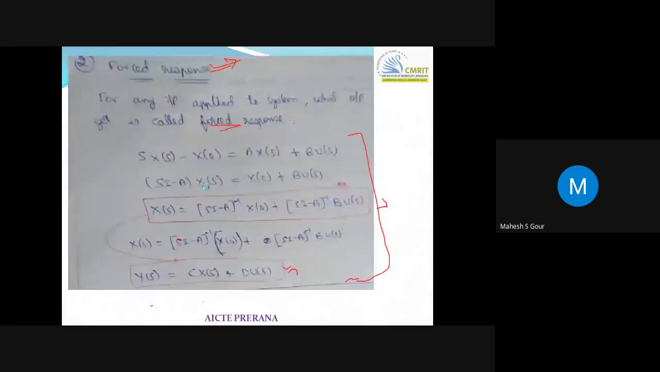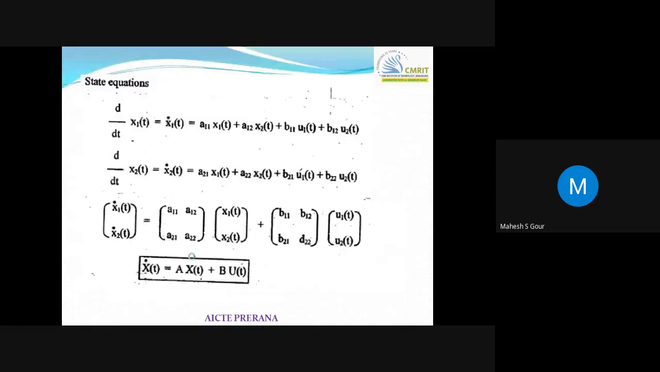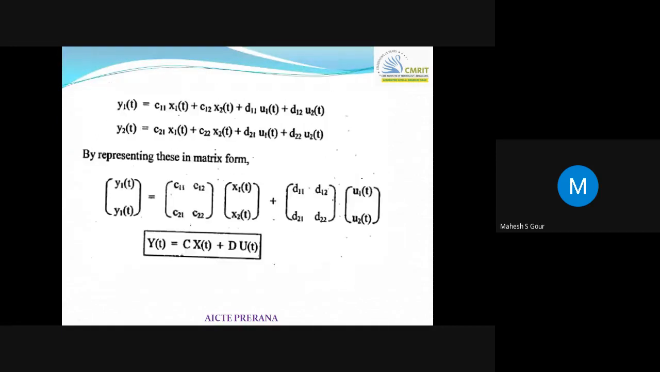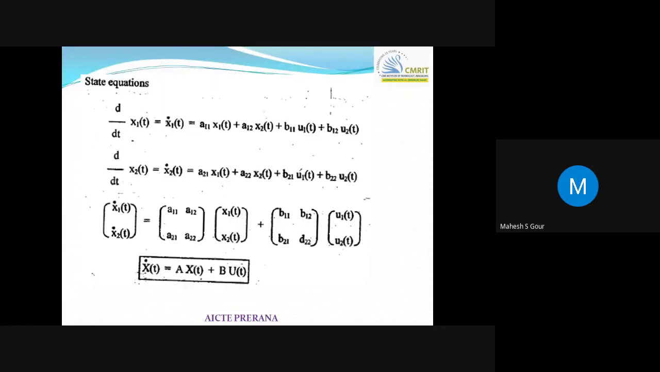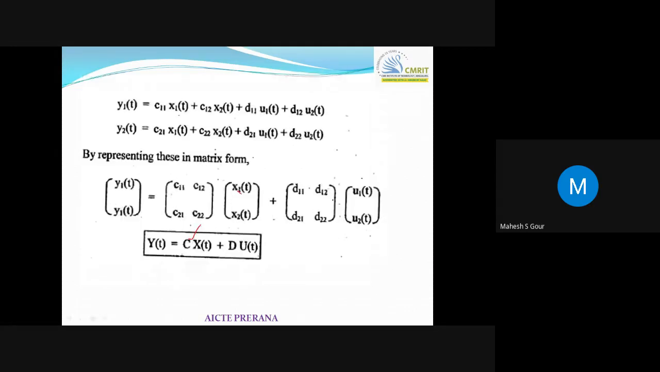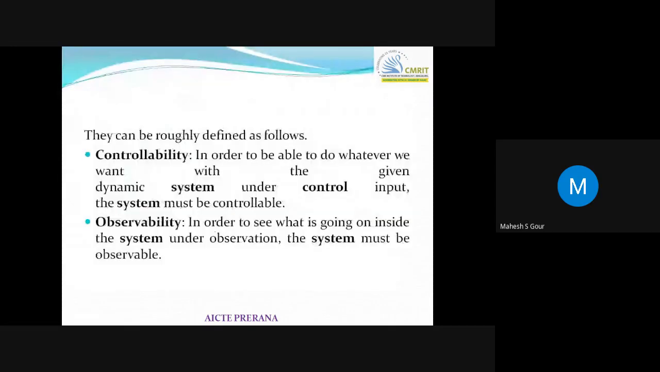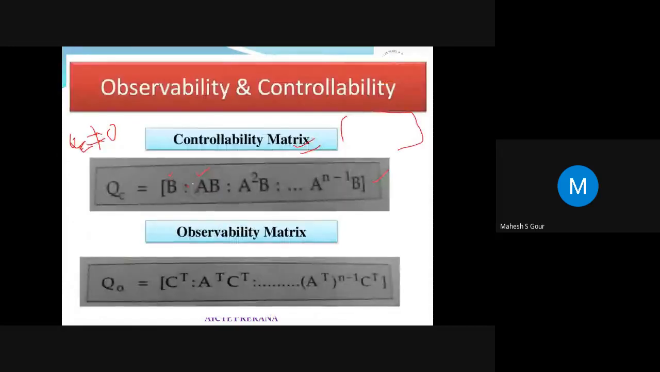So what is B? See, B, as I had told in the equation, so B is this term, the matrix with the input. Got it? A is the matrix that multiplies the initial conditions, and C is the matrix with the state in the output section, and D is with respect to the inputs. Okay, so I hope it's clear. We will solve some problems. So you can copy down this.